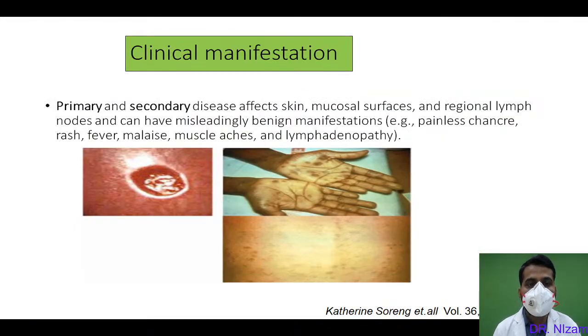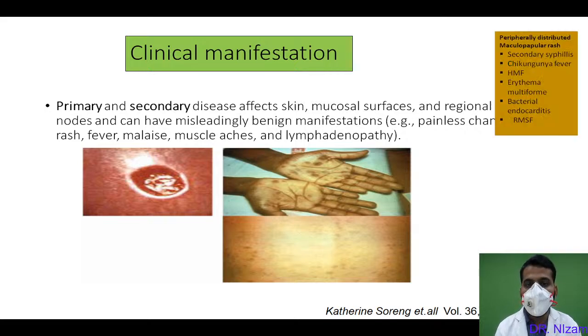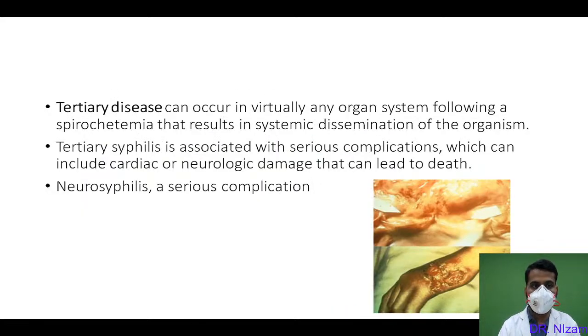Coming to the clinical manifestations of syphilis, starting with primary and secondary, it affects the skin, mucous membrane, and regional lymph nodes, and can have misleadingly benign manifestations, for example painless chancre, rash, fever, malaise, muscle aches, and lymphadenopathy. The rash here is typically a maculopapular rash, and the differential diagnosis for a maculopapular rash would be secondary syphilis, chikungunya, hand foot mouth disease, and erythema multiforme.